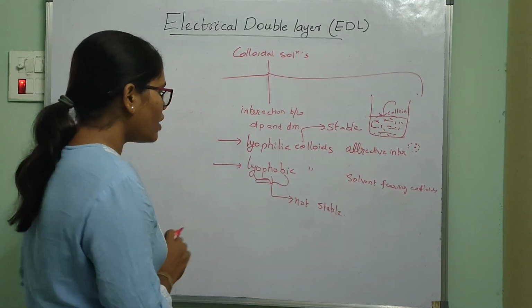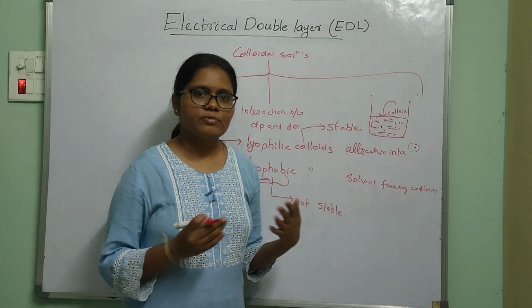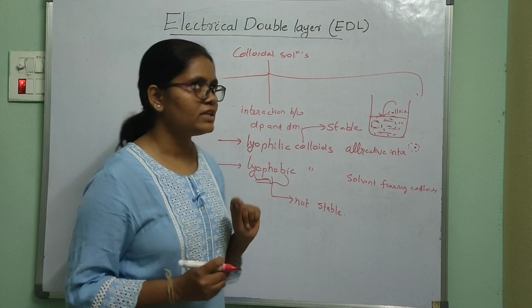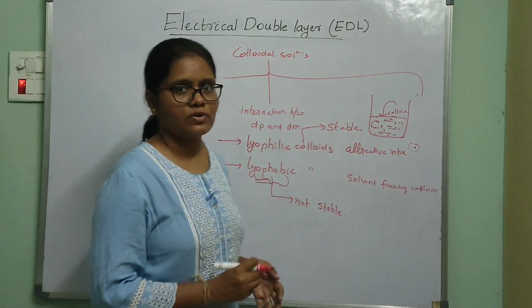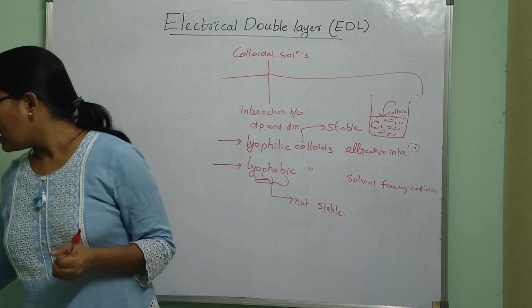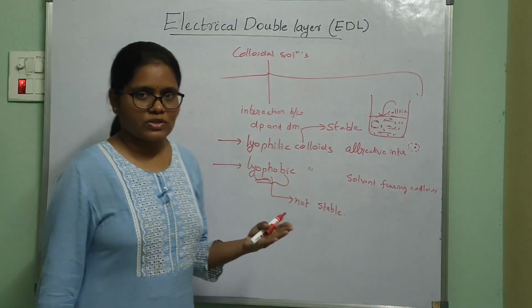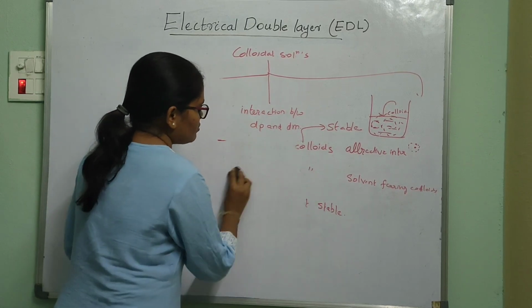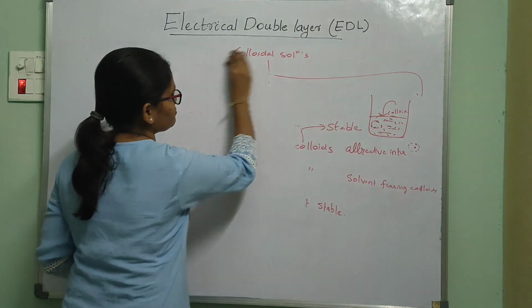Okay. So how do we prepare lyophobic colloids? There are so many techniques to prepare lyophobic colloids, but I would like to discuss only one technique, which will help us to understand the electrical double layer. Okay. And this electrical double layer is generally found in metal salts. So we will take one example of a metal salt to understand the electrical double layer.